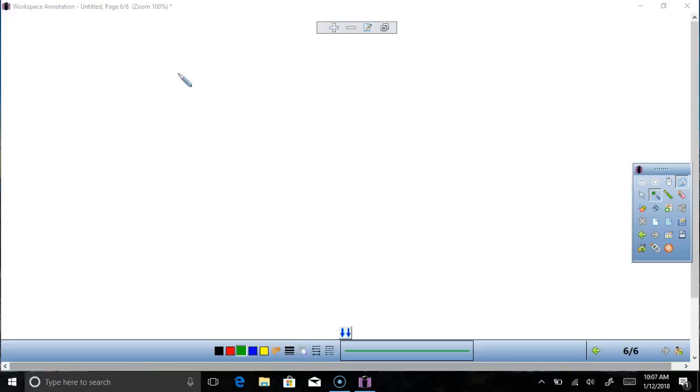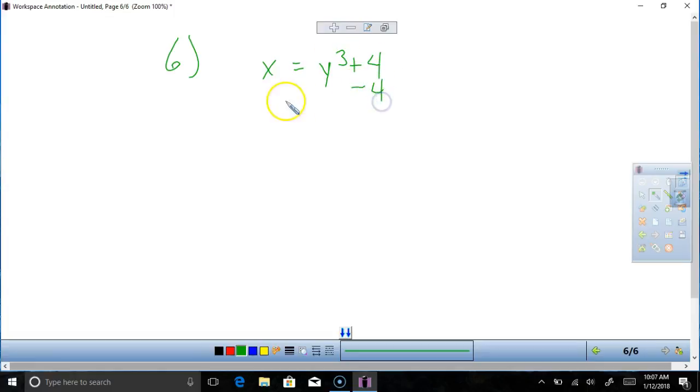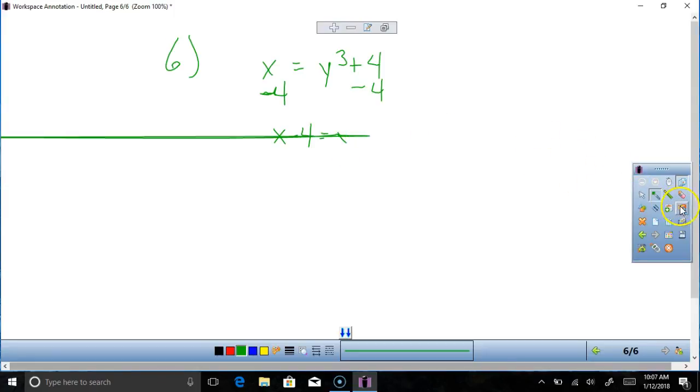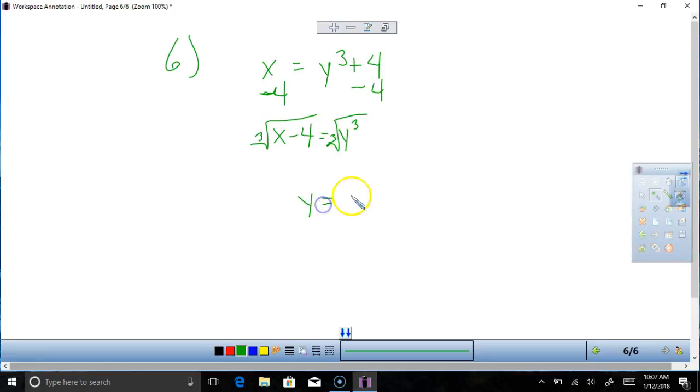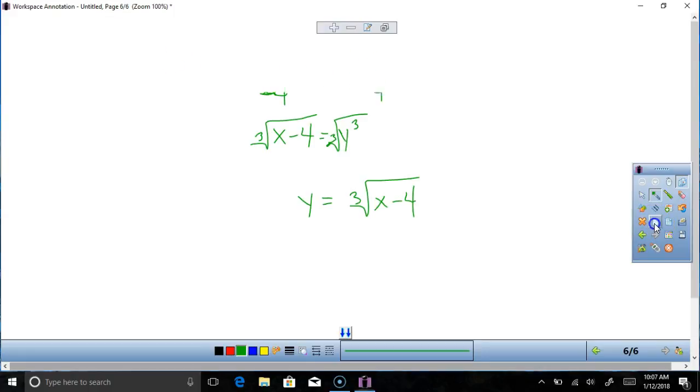Alright, now we gotta find the inverse, right? So I switch around my x and my y's. Then I solve for my y. So I'm going to subtract 4 from both sides. What just happened? Cube root both sides. So your inverse is y equals the cube root of x minus 4. Yay! Alright.